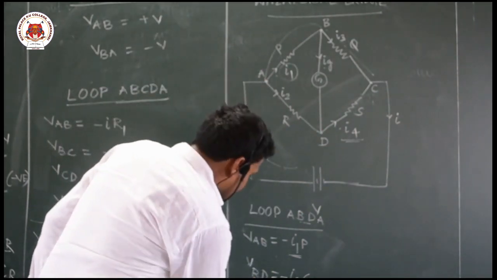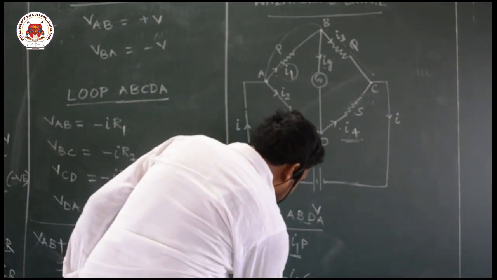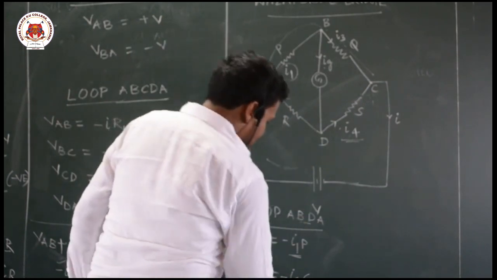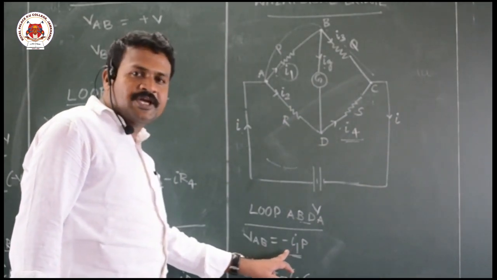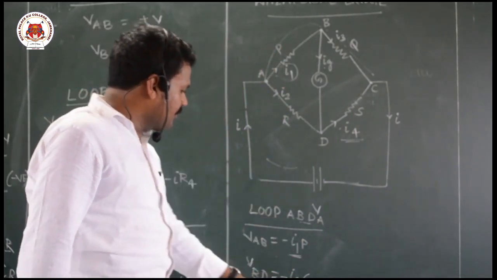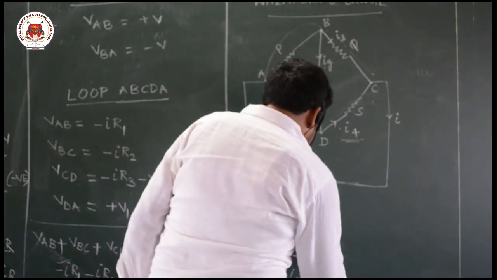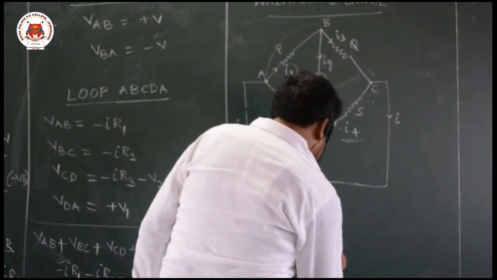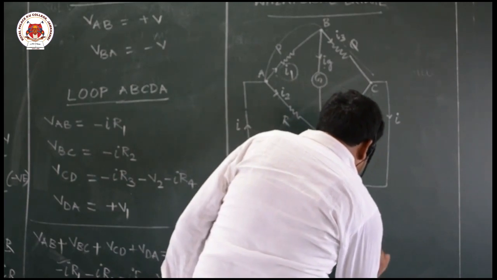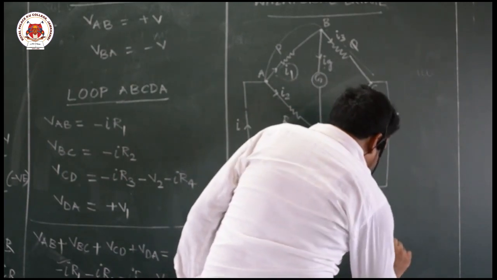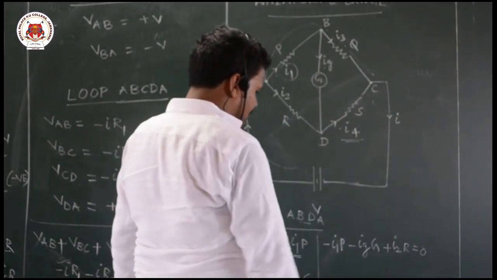Potential difference VDA is equal to I2R, where the resistor value is R. According to Ohm's law, potential difference is I into R. Here the resistor is R only. So this is the total potential difference. According to the loop law, this total potential difference must be equal to 0 minus I1P minus IgG plus I2R is equal to 0. This is when you take the loop ABCDA.